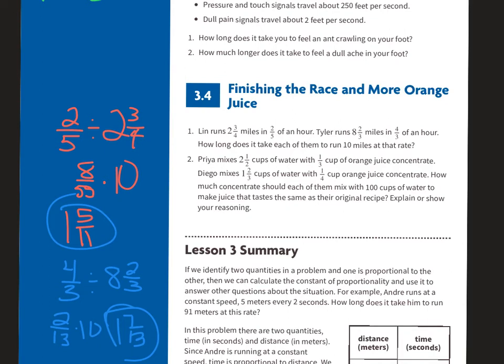It says Priya mixes 2.5 cups of water with 1/3 cup of orange juice concentrate. Diego mixes 1 2/3 cups of water with 1/4 cups of orange juice concentrate. How much concentrate should each of them put with 100 cups of water?